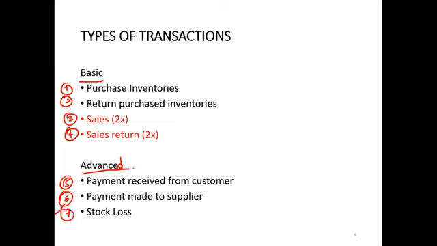Let us go one by one using the perpetual inventory system. Before that, let me read what the types of transactions are. The first one is purchase inventory: how to record the purchase of inventory. Number two is return of purchased inventory. You purchase the inventory, maybe you return some of it. Next is sales and sales return. Always remember for sales and sales return, I put it here two times, meaning you need to do two sets of journal entries.